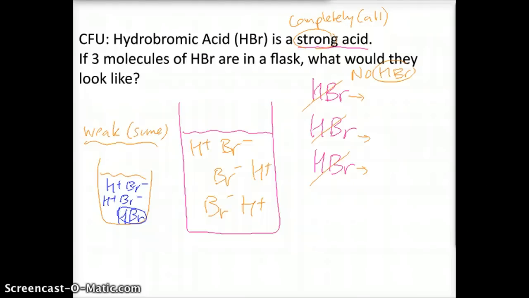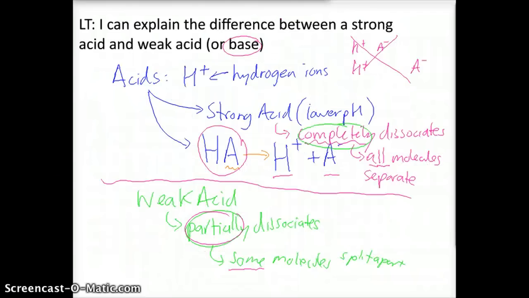So as you go back to the language of the learning target, ask yourself, can I explain the difference between a strong acid and a weak acid? And can I show that with models of the ions in solution?